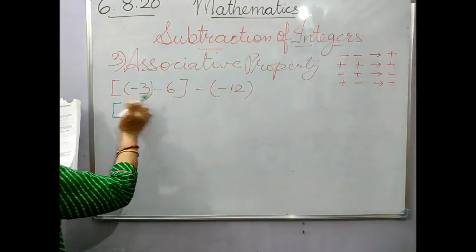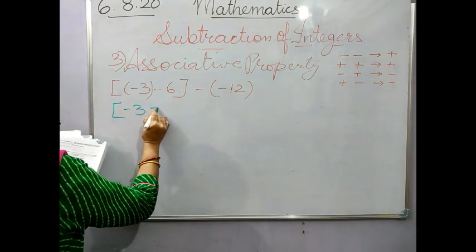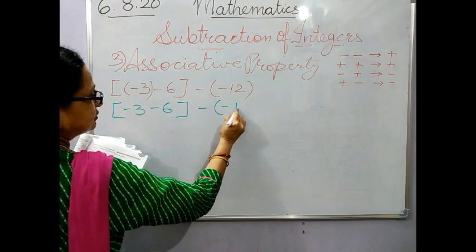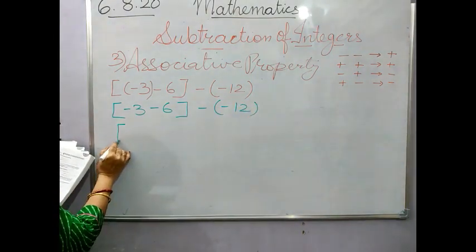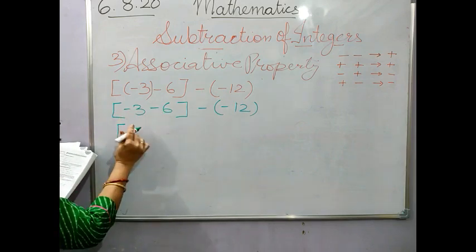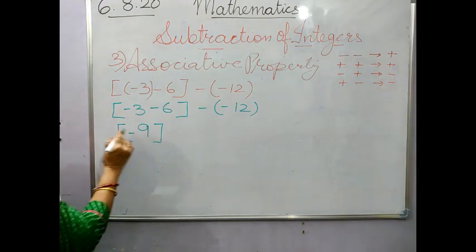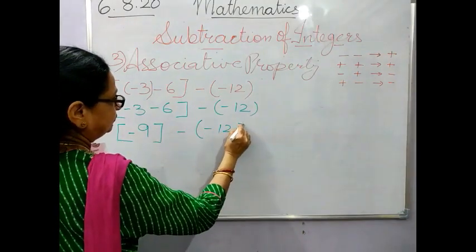Okay. Now you already know we put the brackets to have a difference between the two groups. So now this is minus 3, so this will be minus 3. Then you will have minus 6. We will copy down this as it is because first we will solve this part. Then 3, since the signs are same, we will add it. 6 and 3 is 9. Same sign, minus, minus 12.